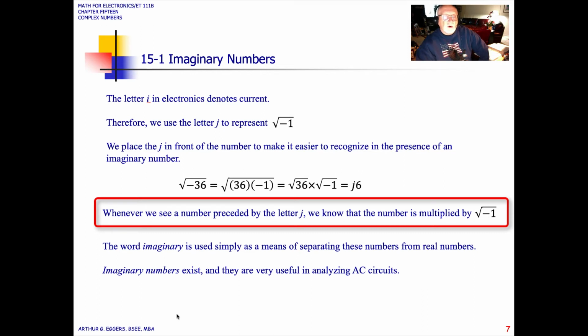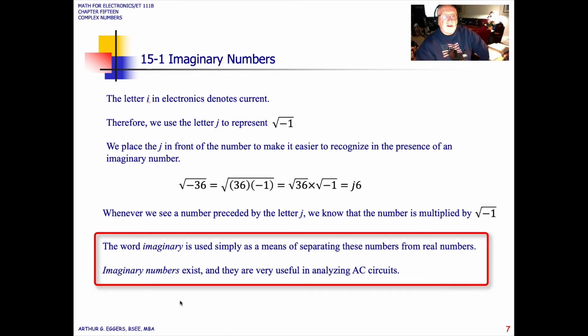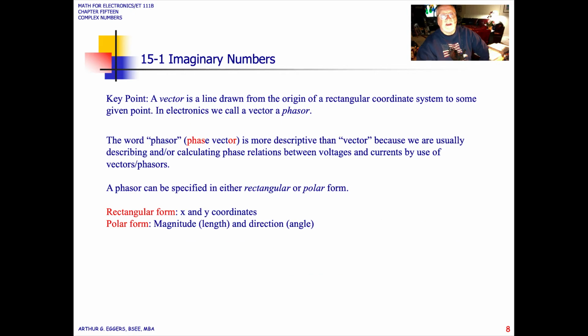We use the word imaginary, and it may seem kind of strange to you. Why imaginary? Well, we use the word imaginary simply as a means of separating it from the real numbers. The real numbers, we're going to see, are all the numbers that relate to a real resistance when we do our circuit analysis. So the imaginary numbers exist, and they're useful then for analyzing AC circuits.